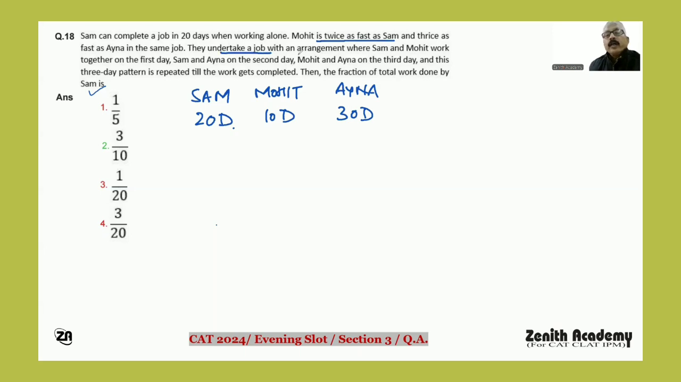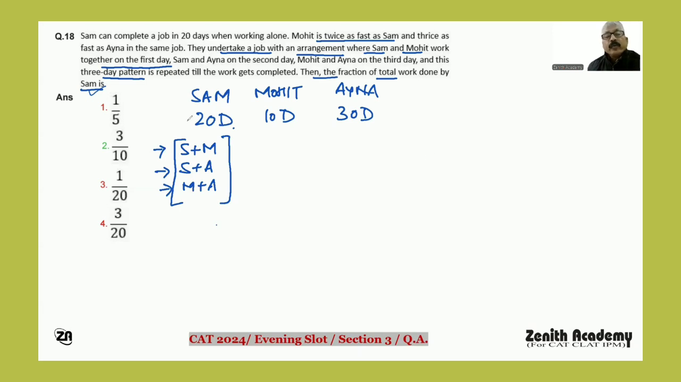They undertake a job with an arrangement where Sam and Mohit work together on the first day. Means Sam plus Mohit, first day, okay. Sam and Aina, Sam plus Aina, on second day. Mohit and Aina on third day. And this 3-day pattern is repeated till the work is done. Then the fraction of the total work done by Sam is to be found out. Correct? So do one thing.